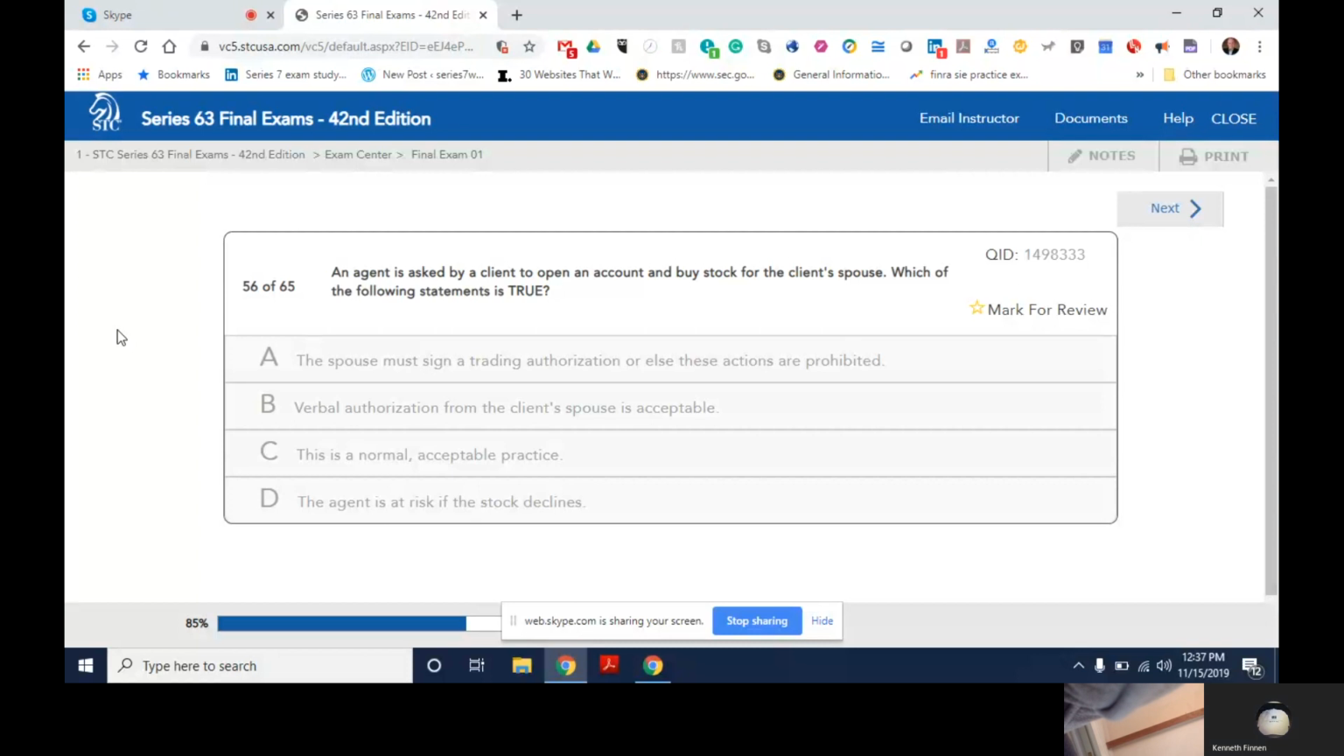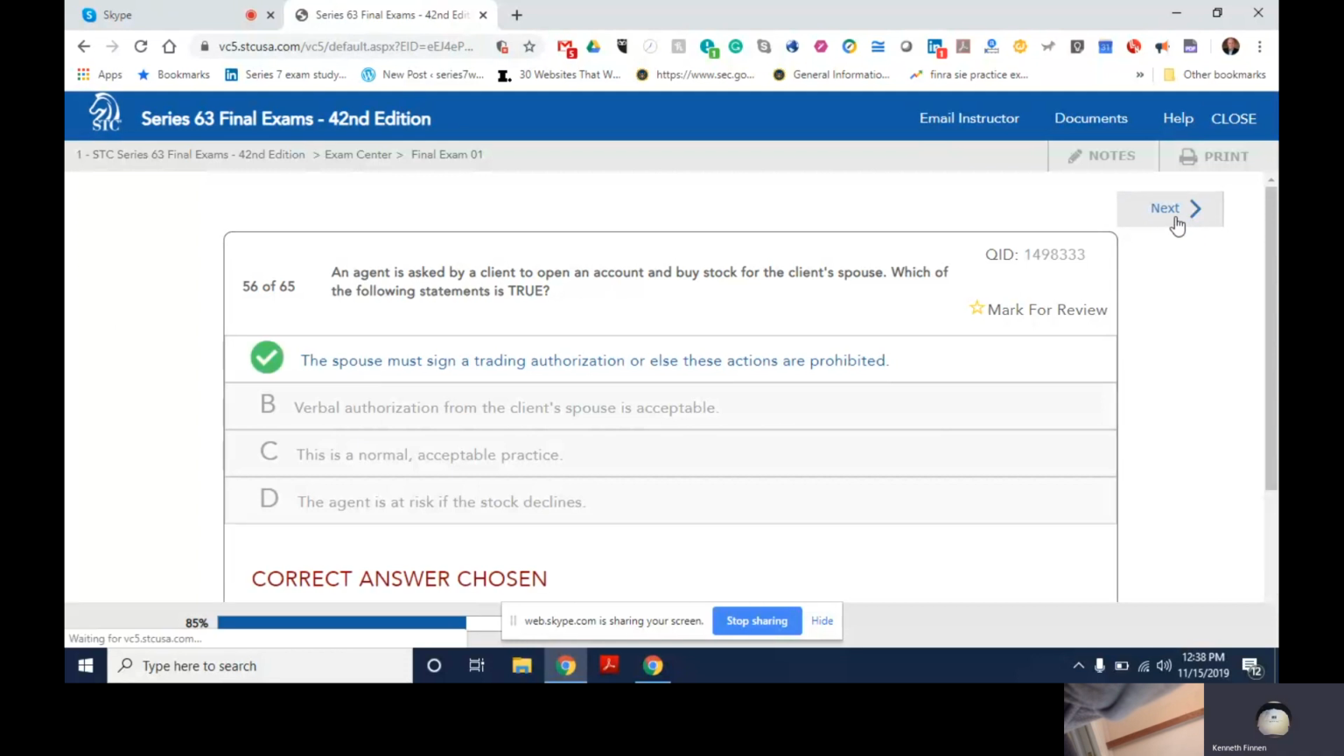The only thing we could do is probably A. Because verbal authorization, no, we're not okay, because broker-dealers and agents have to have written authorization. Not as normal acceptable. You can't open an account for other people, and the agent is at risk if the stock declines. Now, you can open an account for somebody else if they give you permission in writing.